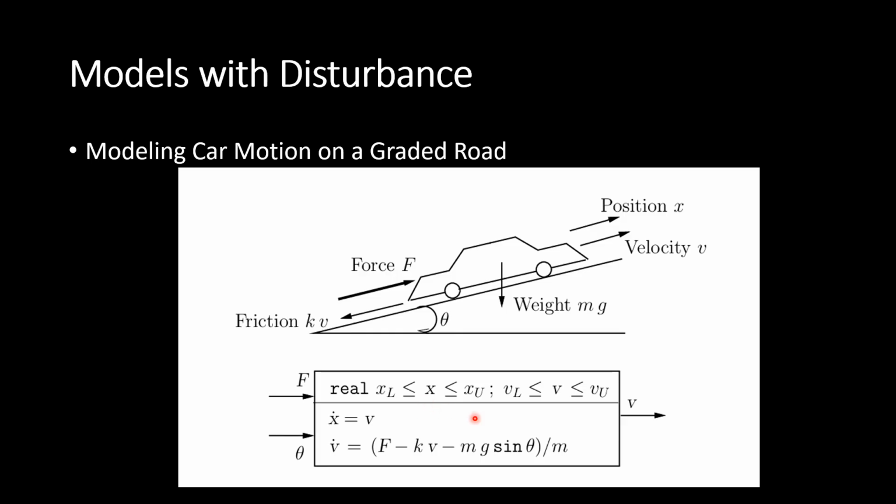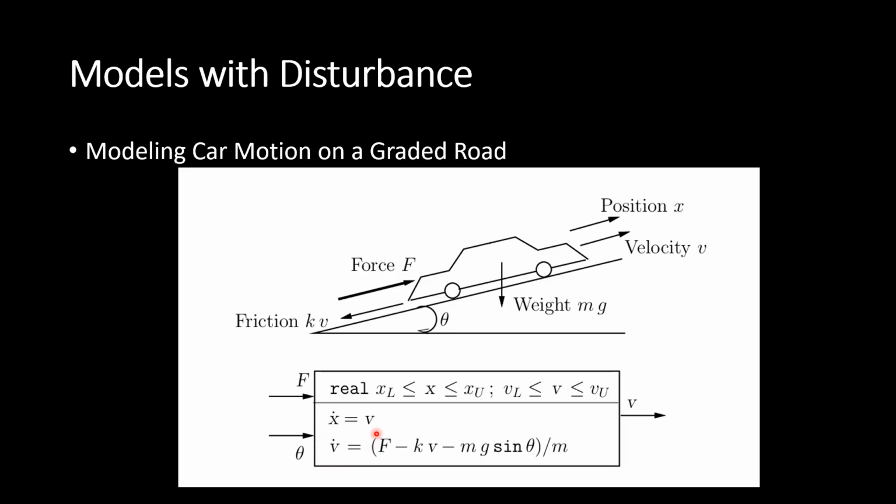Now we have two state variables, one called x, the other called v. As usual, x has its lower and upper limits xL and xU, and v has its lower and upper limits vL and vU. Now based upon the current values of x and v, we have to calculate the next values, that is x dot and v dot.